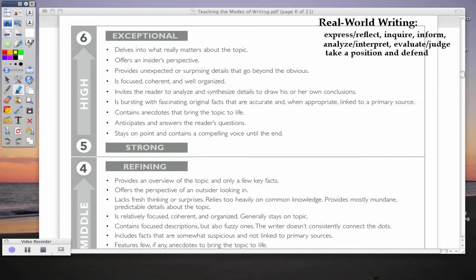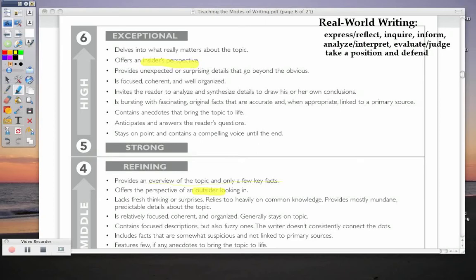I go beyond the basic facts. Another way of thinking about that is I offer you an insider's perspective. You know what it feels like to be a skater. With a 3 or a 4 paper, you are still somebody who only knows what you would get out of the book. You still feel like an outsider, somebody who's not really in the know about the topic.